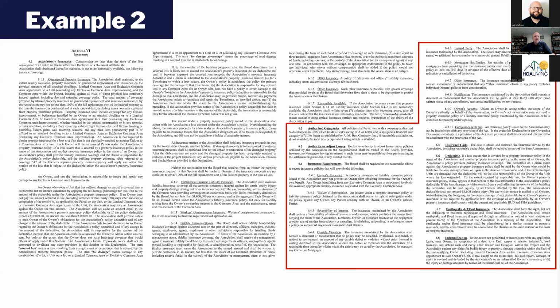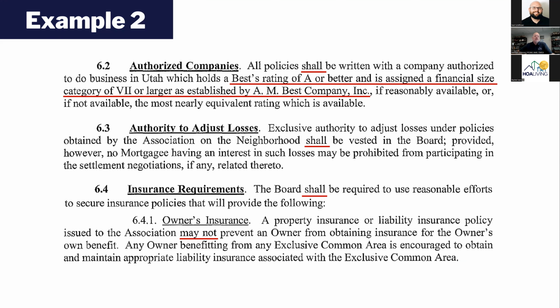So here's another example. It's embedded. It's not its own section. It's embedded in the general articles. This is the kind of language you see. There are different levels of insurance company ratings of coverage. This one says you shall have one that's rated A or better, and it tells you where those ratings are.